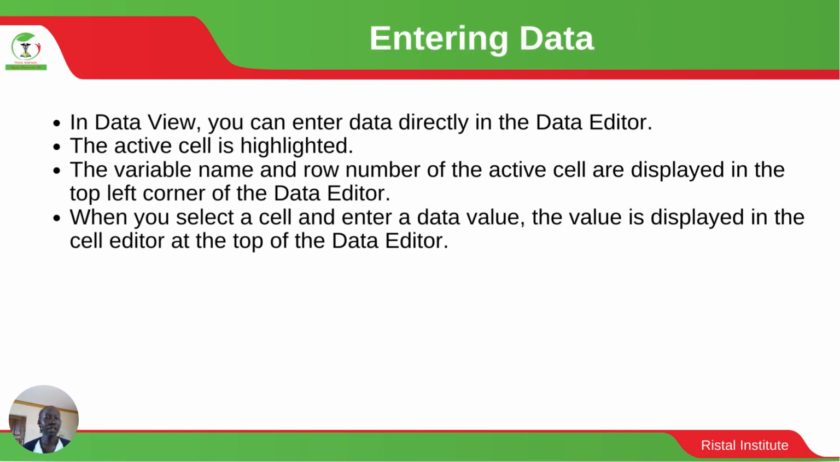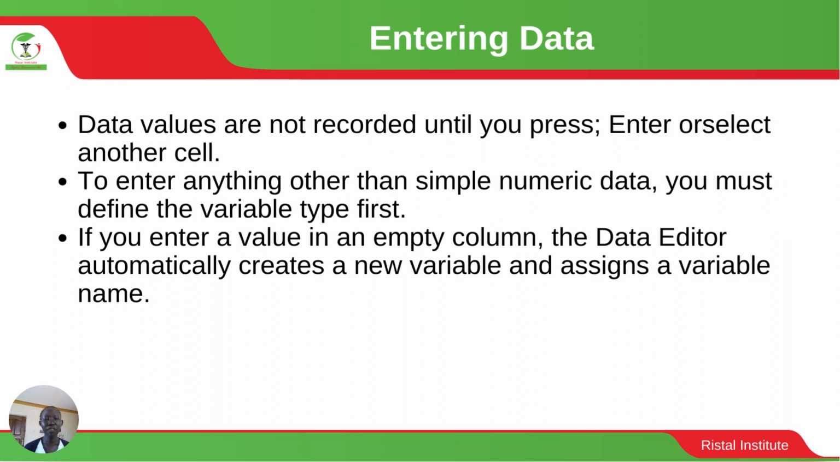When you're entering the data, in the data view, you can enter the data directly and the active cell can be highlighted so that you can be able to enter the data easily. The variable name and the row number of the active cell are displayed in the top left corner of the data editor. When you select a cell and enter the data value, the value is displayed in the cell editor at the top of the data editor. Data values are not recorded until you press enter or select another cell.